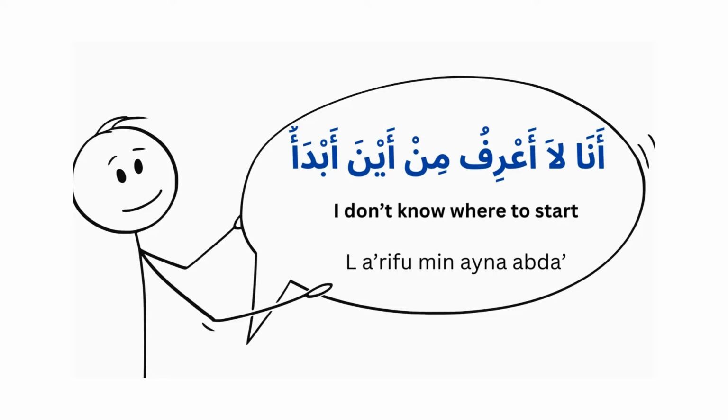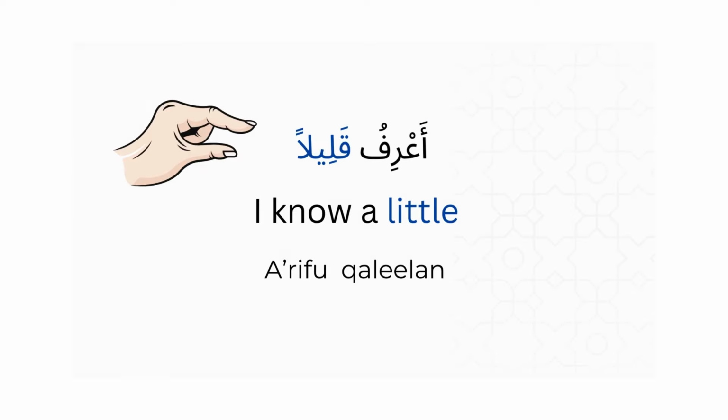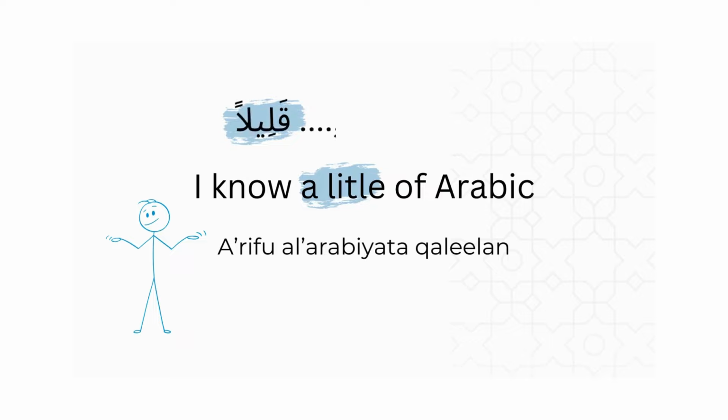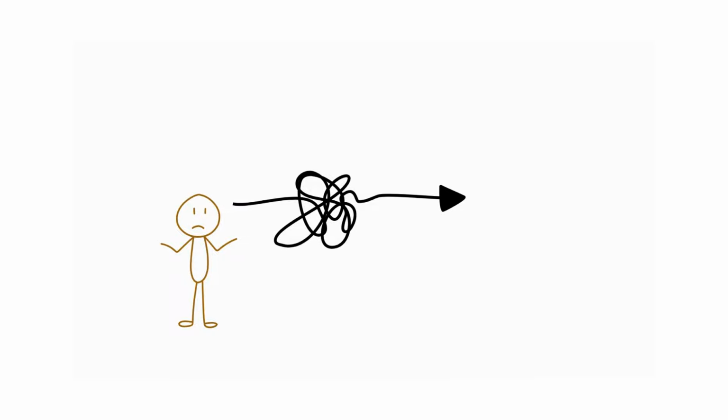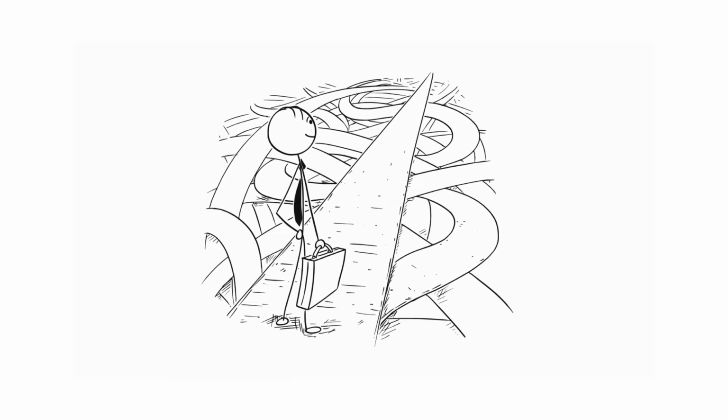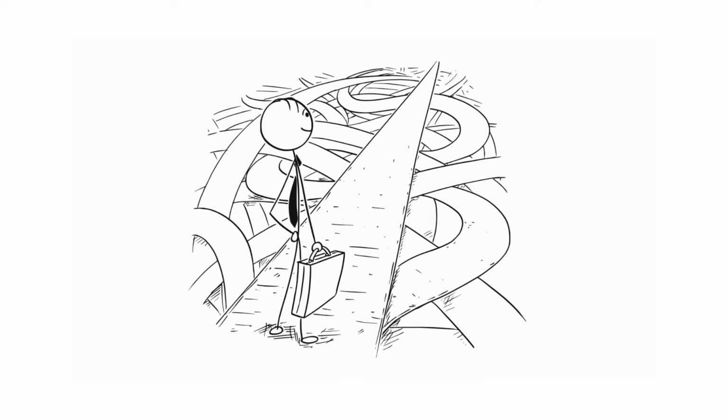Now listen carefully and repeat after me. أنا لا أعرف من أين أبدأ. قليلا. And to say I know a little, you say أعرف قليلا. أعرف العربية قليلا. Or you can say أنا أعرف العربية قليلا. Please keep in mind that there are so many other complex ways to say this, but for now we're going to stick with the simple sentences.